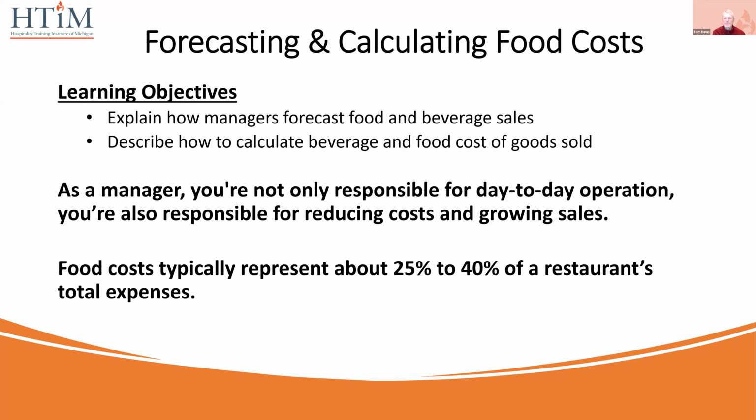So this is a rule of thumb. I know this is a wide gap, but food costs typically represent about 25 to 40% of a restaurant's total expenses. The reason that gap is so high is that there are different types of restaurants, right? From your fast food to your high-level dining and those types of things. So that's why the spread's a little bit higher there.